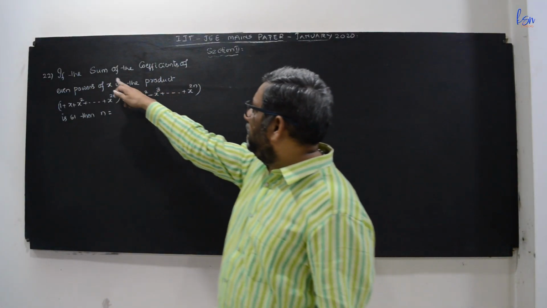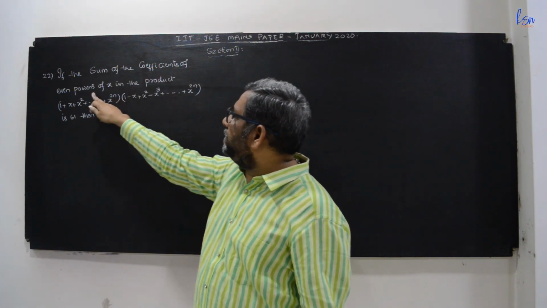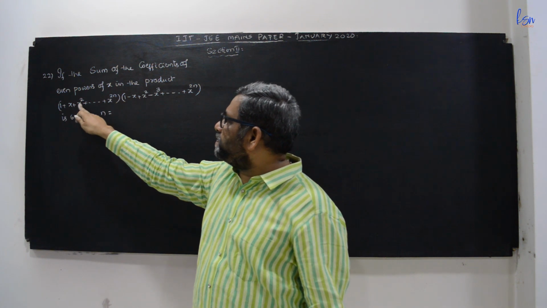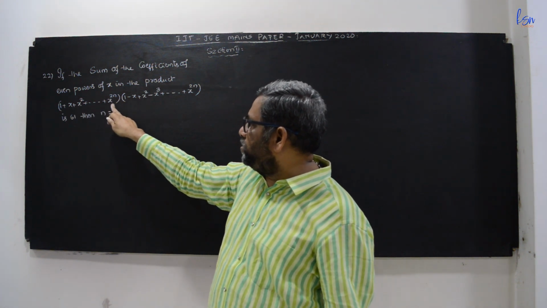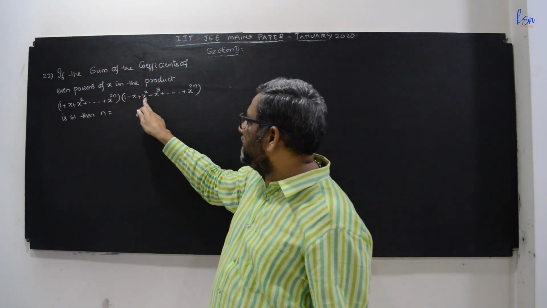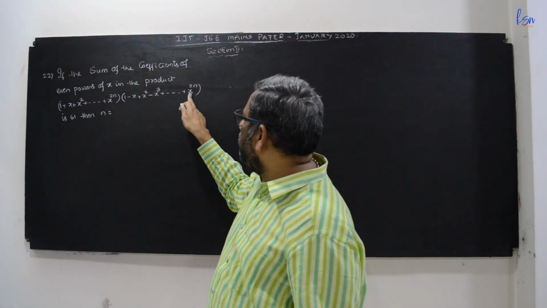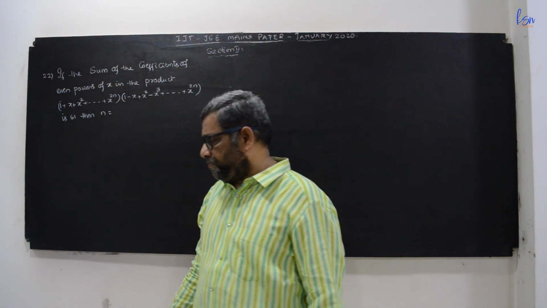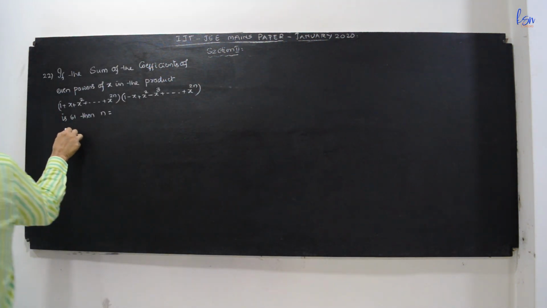The next problem. If the sum of the coefficients of even powers of x in the product (1 + x² + ... + x^2n)(1 - x + x² - x³ + ... + x^2n) is 61, then n equals to. Now the solution.